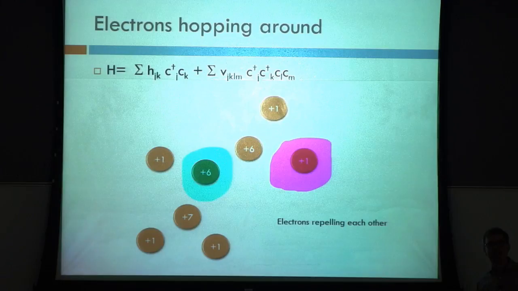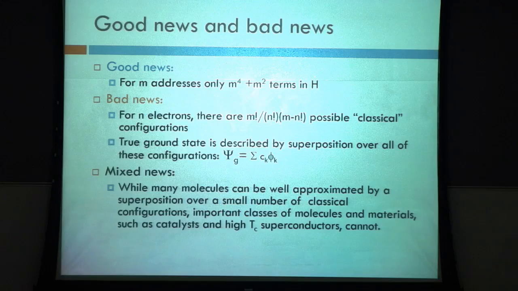Now, what is the solution to the problem is pretty challenging. So there's some good news. And so the good news is that the problem size, if you think about it in terms of the number of addresses or spin orbitals, is pretty small. It's just m to the 4 and m squared.